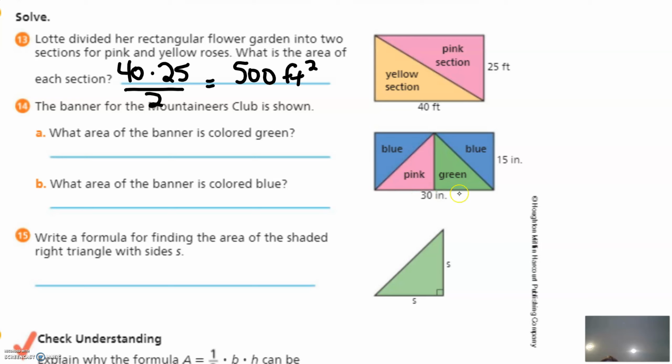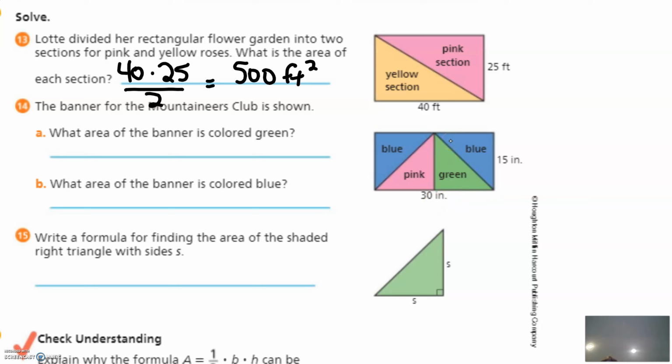All right, down here we've got another problem that's real life. It's a banner, like a flag or a banner. And this is a banner for the Mountaineers Club. And maybe they're going to make it out of fabric, or paper, or cardboard or something. But they need to figure out how much fabric they need of blue, how much pink, and how much green. Okay, well, what area would be green? Wow, this is going to be hard to figure out because they didn't tell us the dimensions of that green.